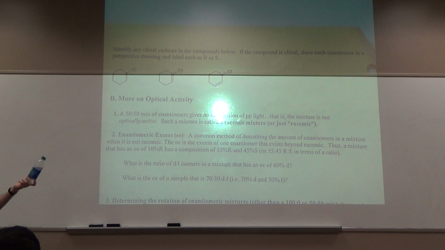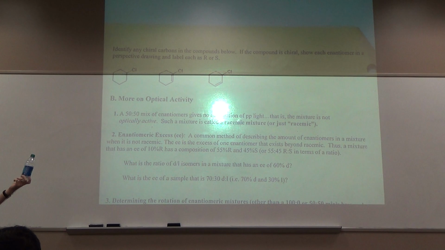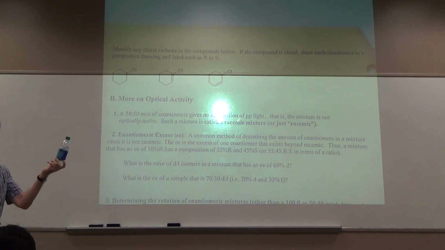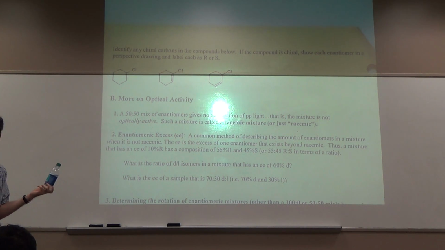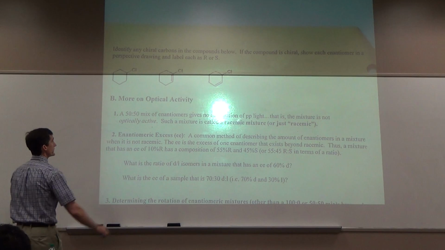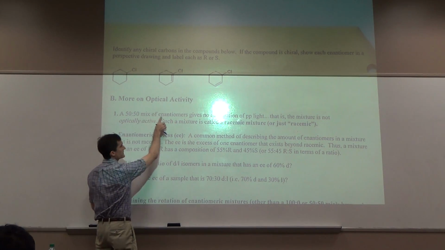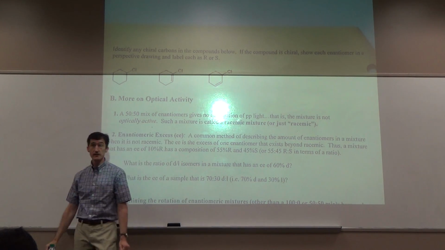Well, what if it doesn't rotate plane-polarized light? Does that mean it's not chiral? Well, hold on. Only the individual enantiomers rotate plane-polarized light. What if the molecule is chiral, but it's a mixture of both the R and S forms? Will that rotate plane-polarized light? Actually, it will not. Number one, a 50-50 mix of enantiomers gives no net rotation of plane-polarized light.